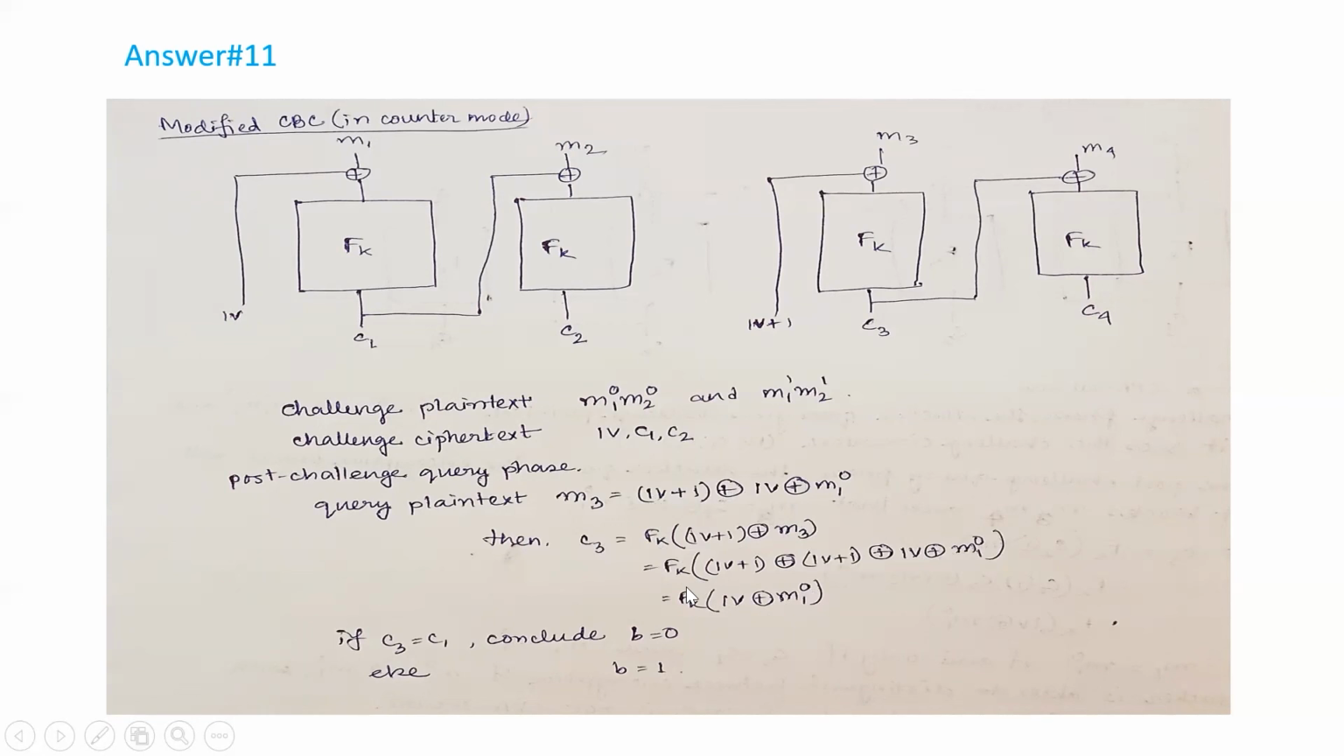This is very similar to the stateful CBC design scheme, where by providing query input plaintext of this form, you can distinguish: whenever you see C3 is exactly equal to C1, you conclude that M1 was actually of the form M10. Otherwise, M1 was of the form M11. So like that, you can easily distinguish between the scenarios. Okay, so this will not be a CPA secure modified CBC. It's not.